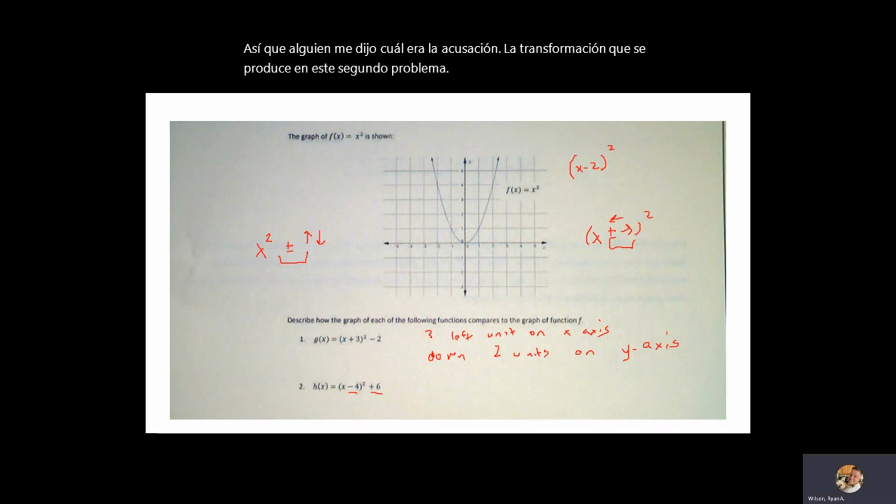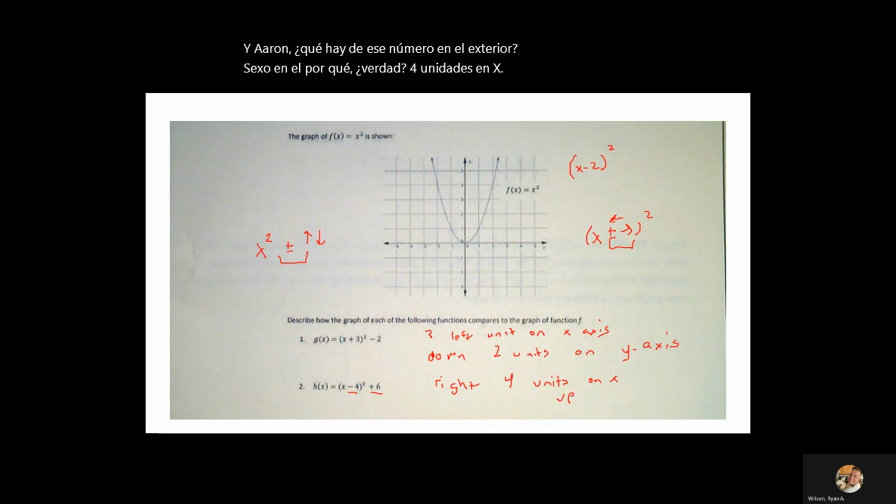Okay, so I heard right 4 units on x. And Aaron, what about that number on the outside? Up 6 on the y. And up 6 on the y. Right 4 units on x, up 6 units on y.